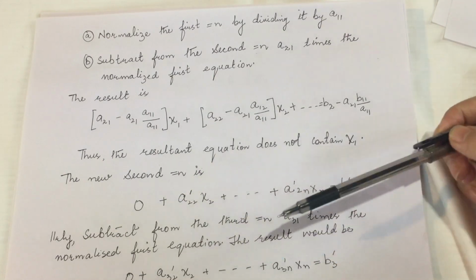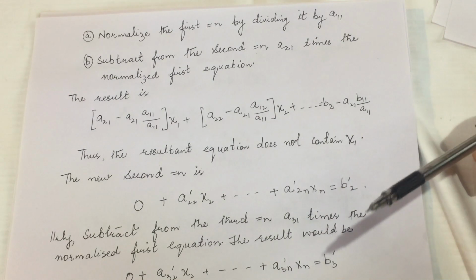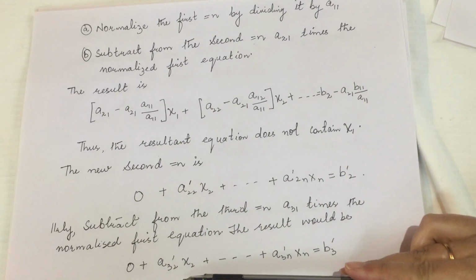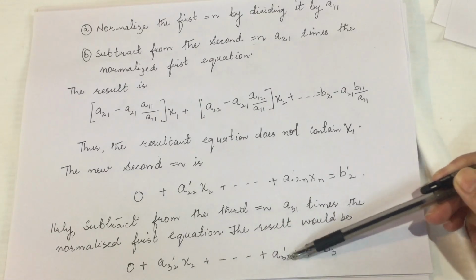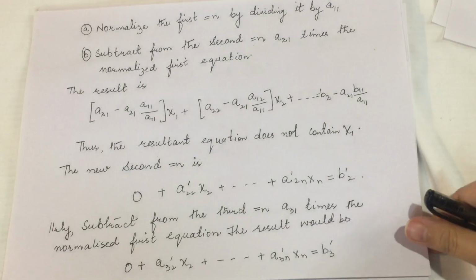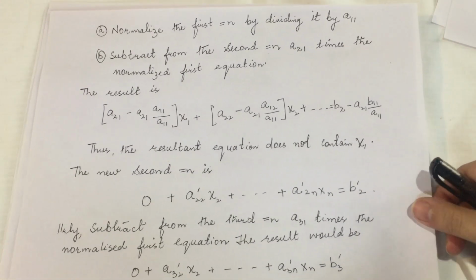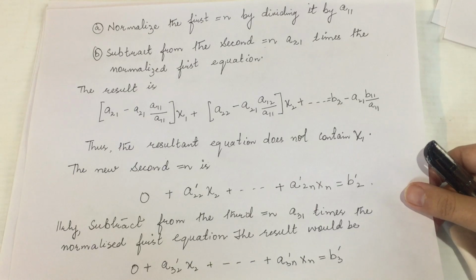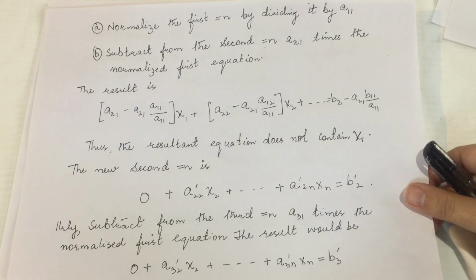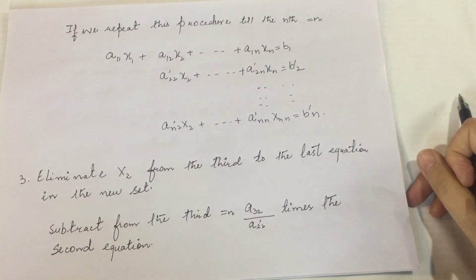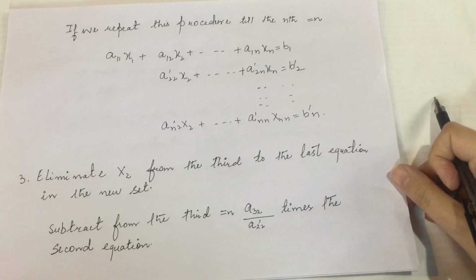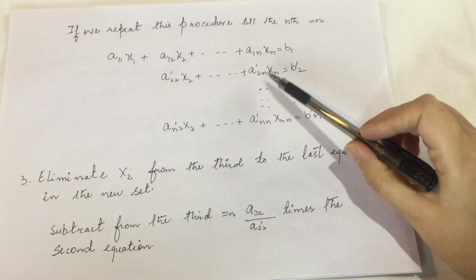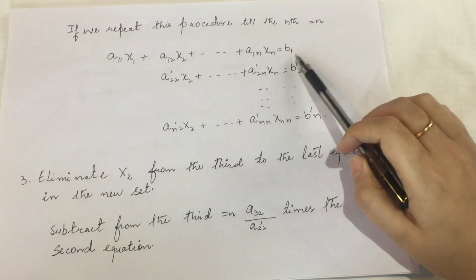Similarly, we subtract from the third equation a31 times the normalized first equation. Then the result would be 0 plus a dash 32 x2 plus up to a dash 3n xn is equal to b3 dash. So that means if we continue this procedure up to the nth equation, then we will eliminate x1 from all the other equations but not from the first. So if we repeat this process till the nth equation, our new form of equations will be a11 x1 plus a12 x2 plus and so on up to a1n xn is equal to b1.